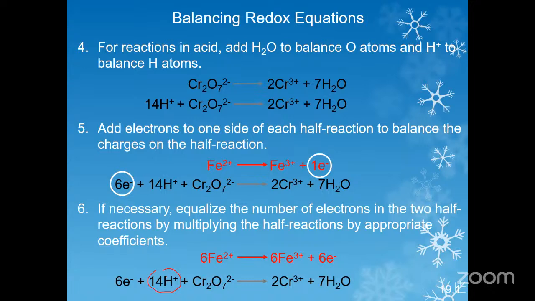I understand why it's 14, I just don't get why it's written as H plus instead of like 7 H2. Oh, well, that's basically how the steps are. To balance the hydrogens, you add H plus, not H2, just H plus. Right, exactly. All right.